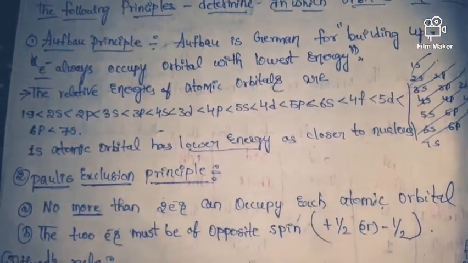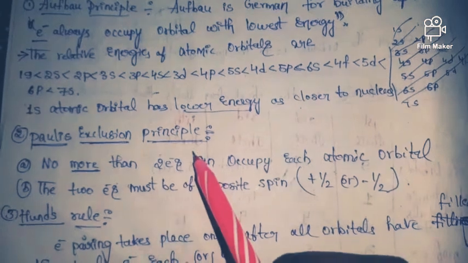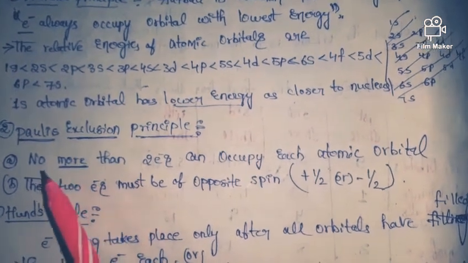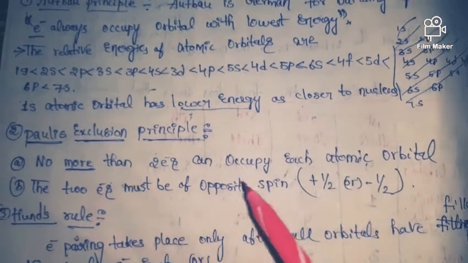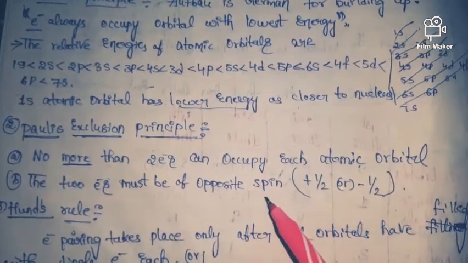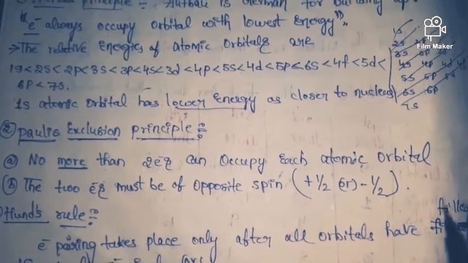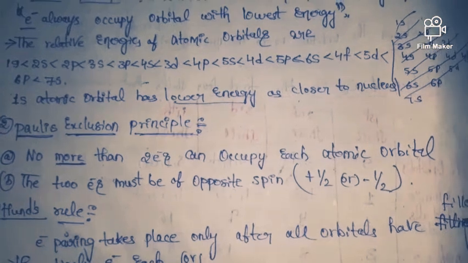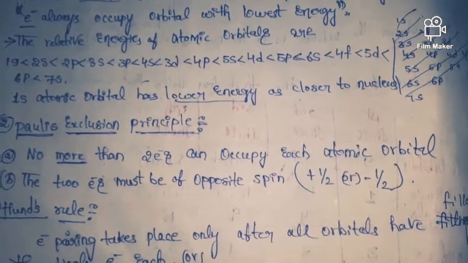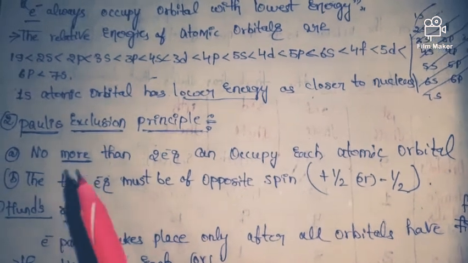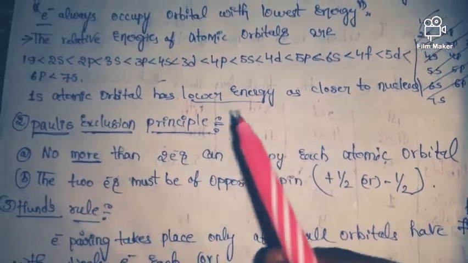Next, the second principle, friends: Pauli's exclusion principle. According to Pauli's, we have two statements. No more than two electrons can occupy each atomic orbital. So in a single atomic orbital only two electrons can be accommodated. That is the statement according to Pauli's exclusion principle.